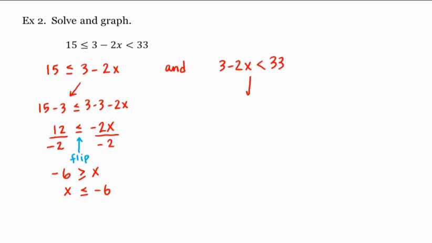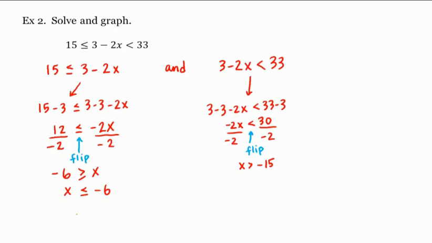All right, what about this other inequality here? Again, we can subtract 3 from both sides, which gives us 3 minus 3 minus 2x less than 33 minus 3, or negative 2x less than 30. Again, divide both sides here by negative 2. And this inequality will flip, which gives us x is greater than negative 15.